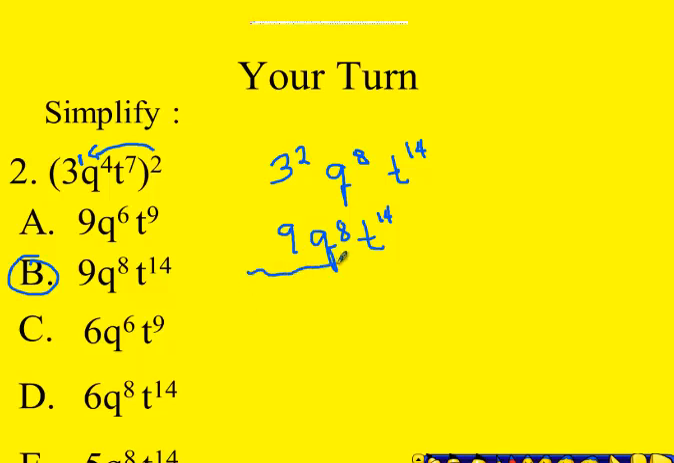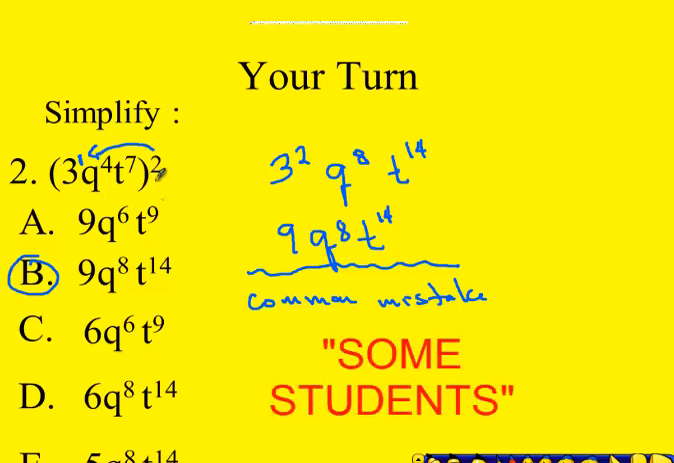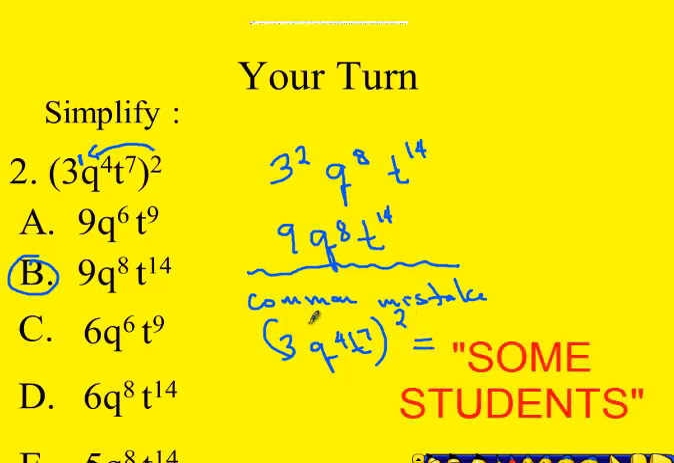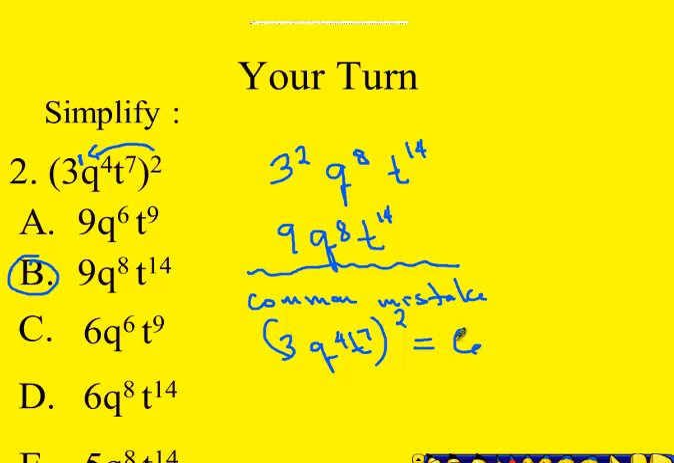Now, common mistake. Let me just show you the mistake that most students commit when they're solving this type of question. Most students will multiply 3 by 2. So most students will say, okay, 3 raised to 2, or that's just equal to 6. Now the mistake here was they multiplied 3 by 2.